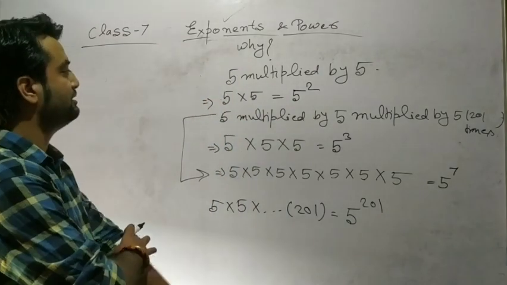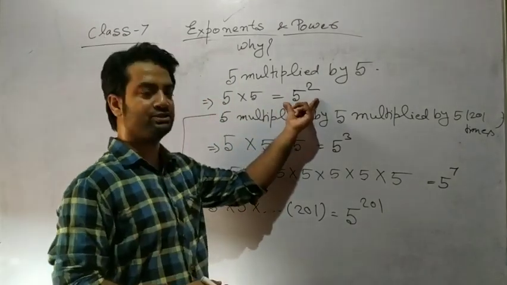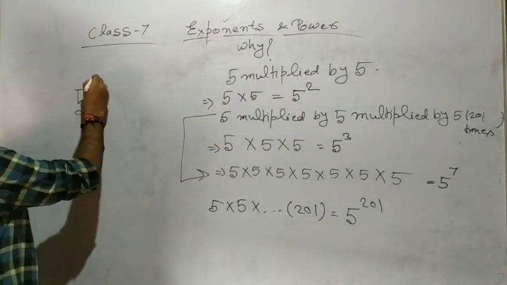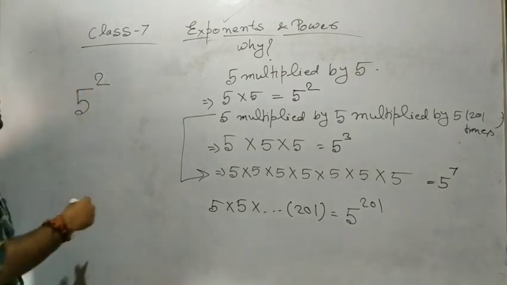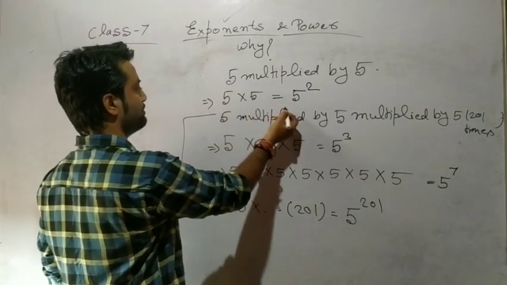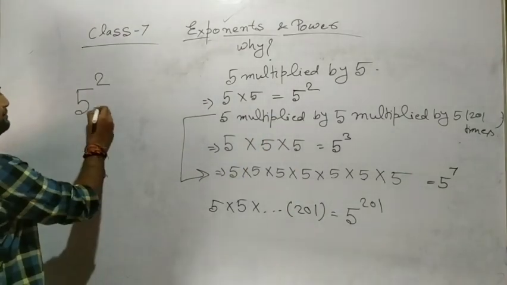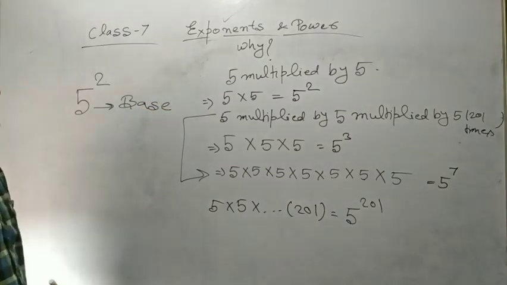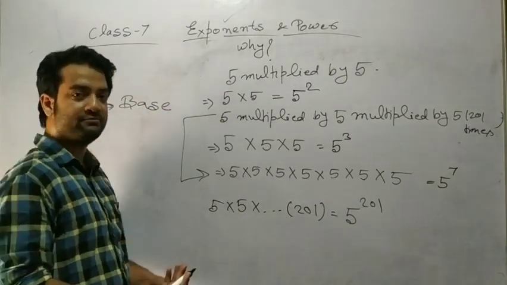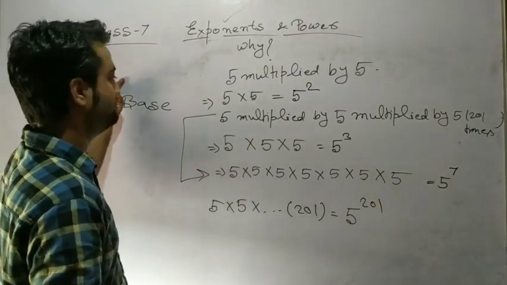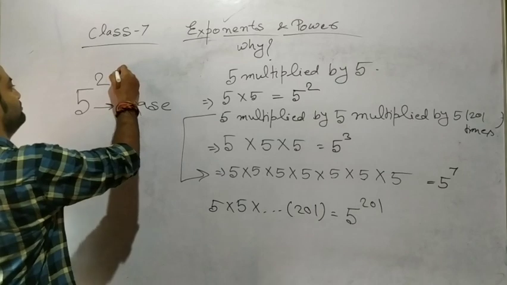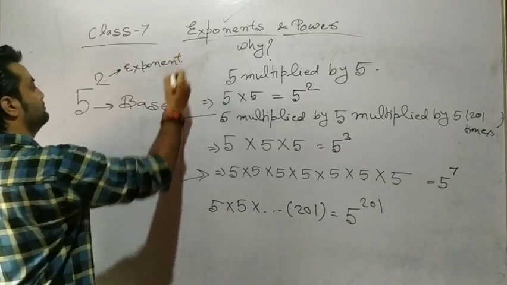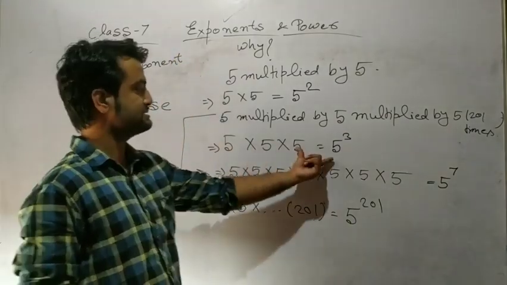Now when we write numbers in these notations, the number which is multiplied with itself, like 5 is multiplied with itself, so 5 is the base. 5 is the base, and the number of times it is multiplied with itself is called the exponent. So here 2 is the exponent. Okay, let's have a look at these examples also.